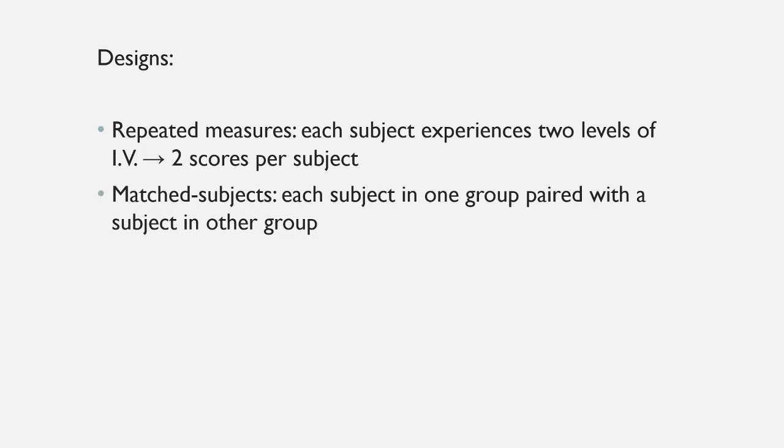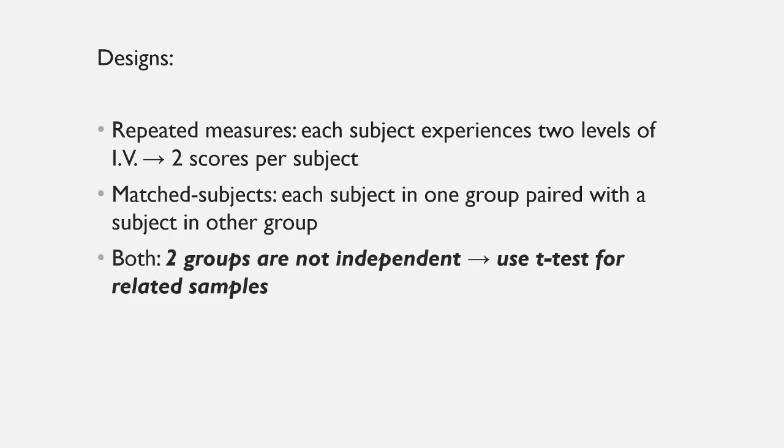And matched subject is going to be one in which each subject in one group is meaningfully paired up with a subject in another group. So it's a spousal pairing, or it's a set of twins, or it's a set of siblings. They're meaningfully paired together in some way, and they need to be kept together in the data and in your analysis. In both of these cases, the same analysis is appropriate because in both cases, those groups are related to one another. In neither case are the groups independent.